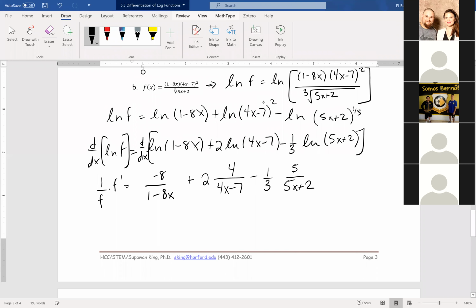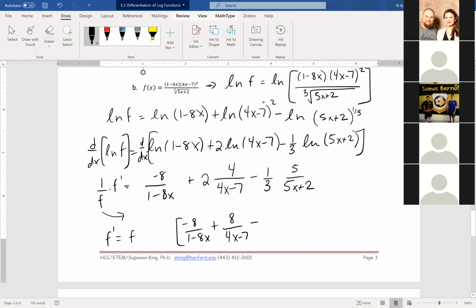All right. So a couple little things. We got to multiply the 2 and the 4 and the 5 and the 1/3 together. And then the last step is to take this f to the other side. So we have f prime equals f times. Give us a little more space here. This is minus 8 over this. Plus 8 over this.